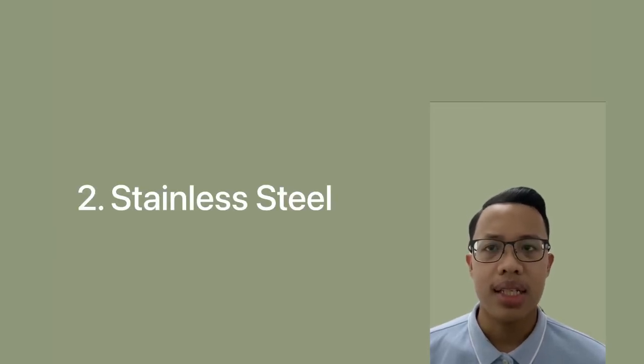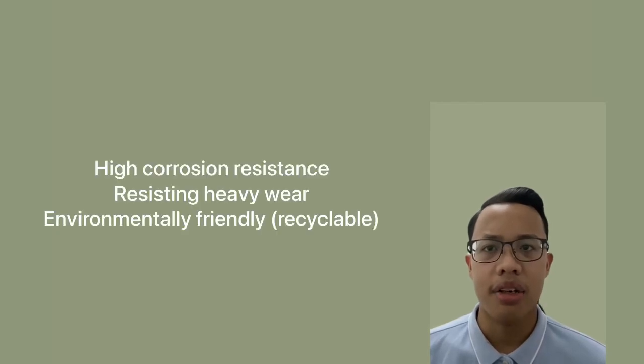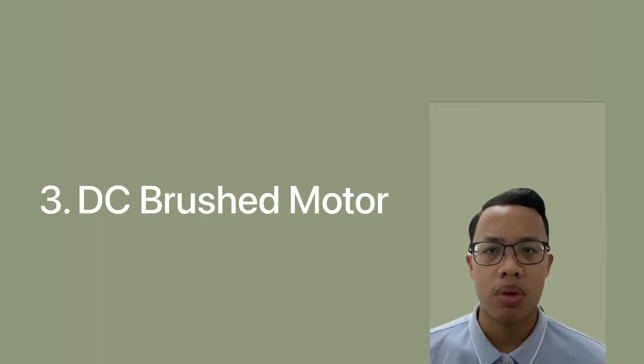Next is stainless steel. Stainless steel is a corrosion-resistant alloy of iron and chromium. Steel is an alloy of iron and carbon. Stainless steel's characteristics are high corrosion resistance, resisting heavy wear such as friction, abrasion, impact and elasticity, and lastly environmentally friendly, which is recyclable.